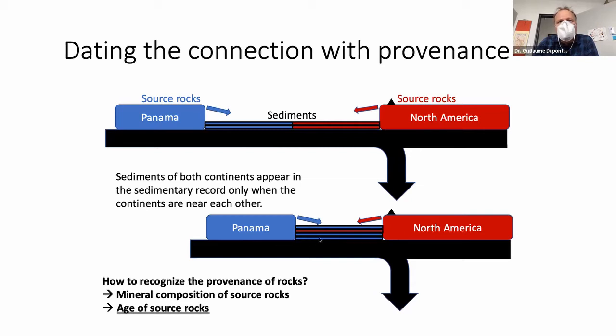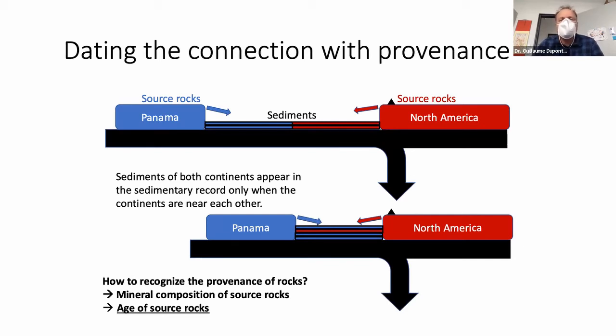As soon as you see these red sediments in your Panama Basin sequence, you are sure that North America is not very far, okay? And it's the same if you have a basin in North America and you start to see blue sediments coming in, then you are sure that Panama is not very far. Okay, is it clear? So this is a classic technique, and it's called the provenance technique.